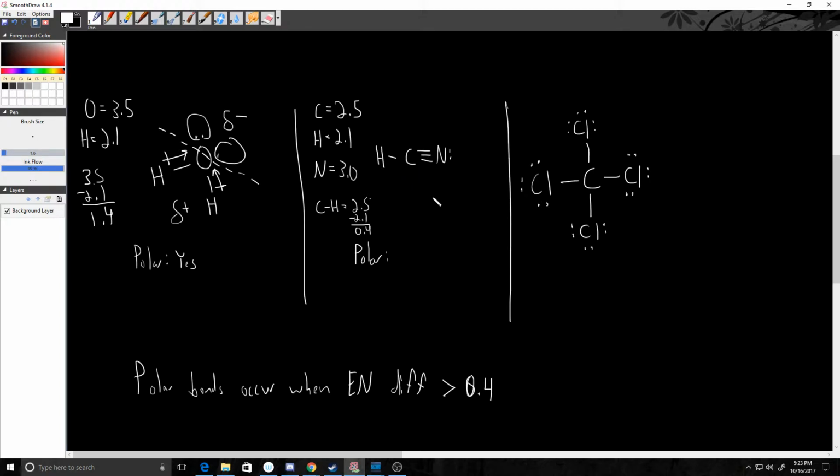All right, so now let's check the carbon-nitrogen bond. Nitrogen we said was 3.0, carbon's 2.5. So bigger minus the smaller, I have 3.0 minus 2.5, and that's going to get me a difference of 0.5. 0.5 is greater than 0.4, so this bond right here is polar. It's going to be polar towards the bigger number, so this bond is polar towards the nitrogen.